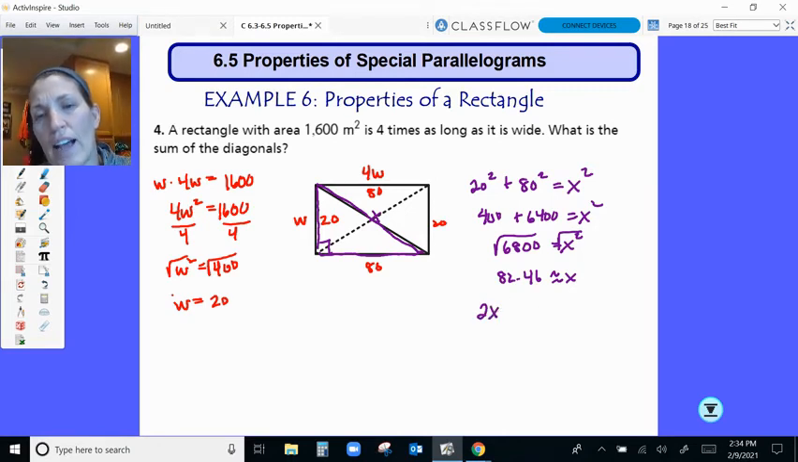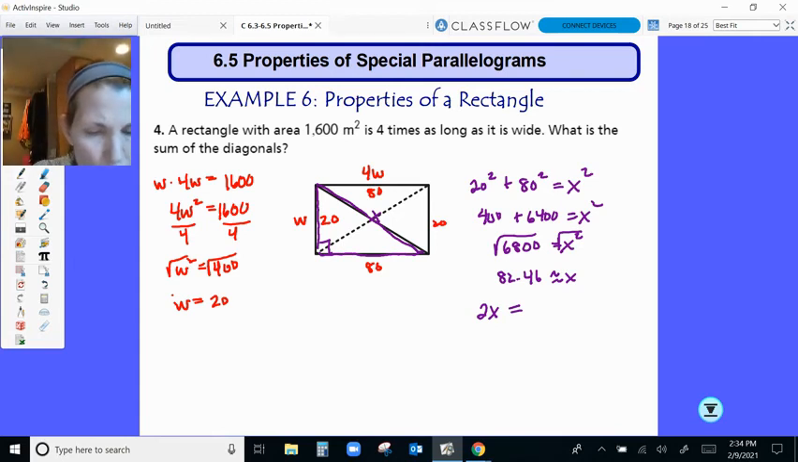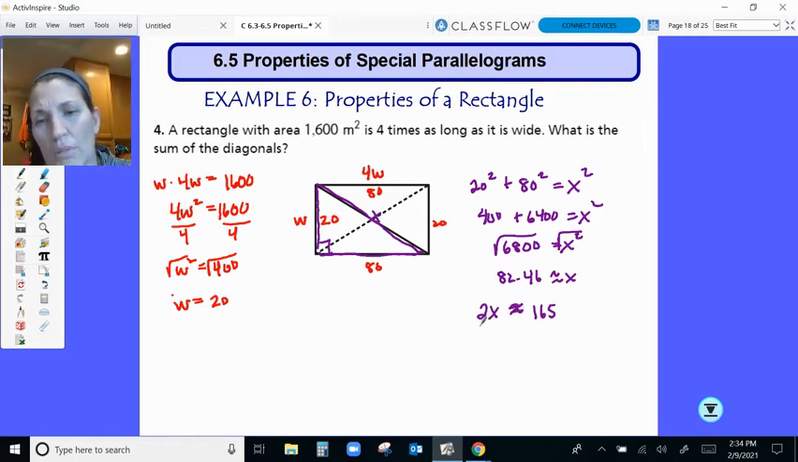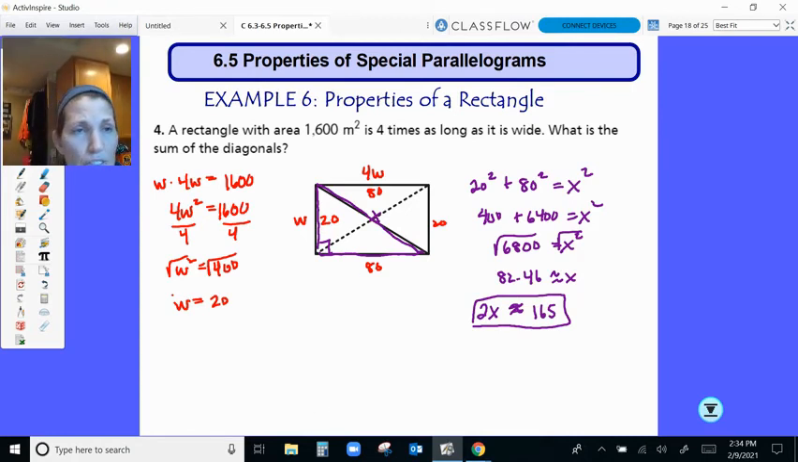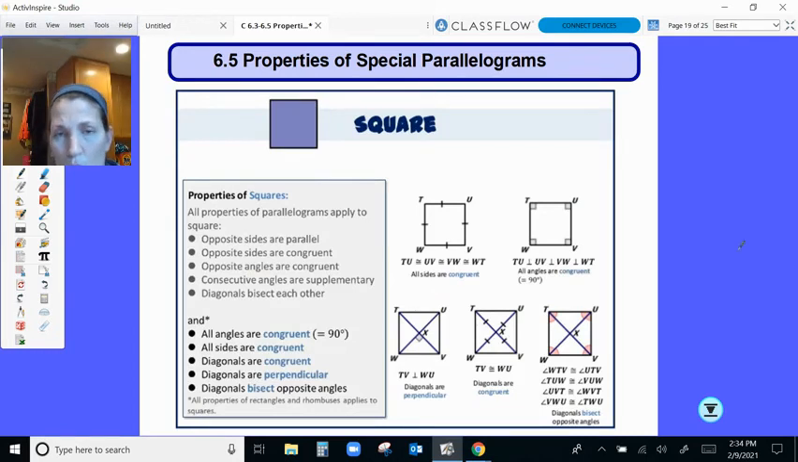So for the sum of my 2 diagonals, I'm going to add them together, so I'm going to multiply that by 2, which gives us about 165. Approximately equal to 165. So that's what the sum of my diagonals is, about 165. Kind of 2 problems in one there. Get your money's worth.